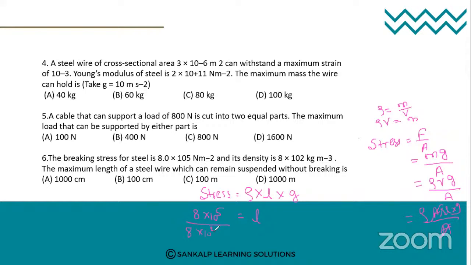Then acceleration due to gravity, take it as 10. So 8 will get cancelled, 10 raised to 5 divided by 10 raised to 3, it will be 10 raised to 2, which is nothing but 100. So the answer is option C.